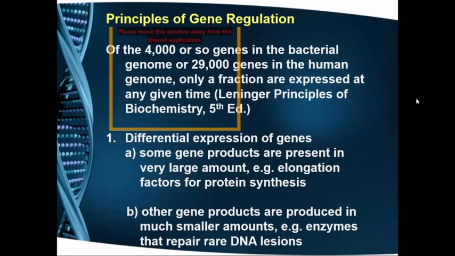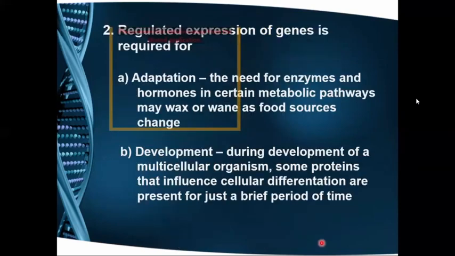They are elongation factors for protein synthesis. So daily we synthesize protein, so we need elongation factors. On the other hand, other gene products are produced in smaller amounts, such as enzymes that are needed to repair rare DNA lesions. Common sense, right? The lesion is rare. Why do you have to produce so much of an enzyme?